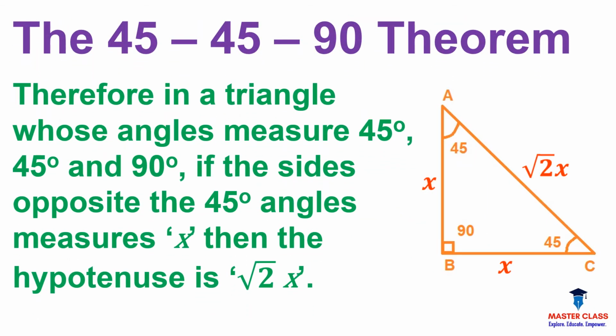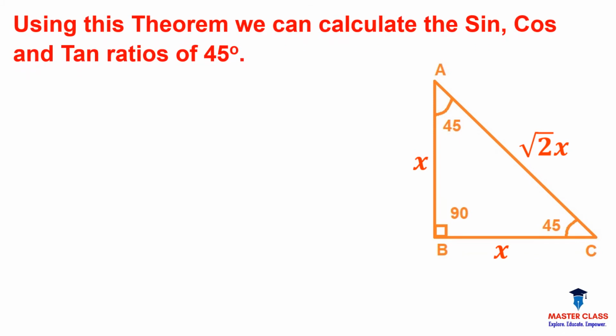Therefore, in a triangle whose angles measure 45 degrees, 45 degrees and 90 degrees, if the sides opposite the 45-degree angle measure x, then the hypotenuse measures root 2 times x. Using this theorem, we can calculate the sine, cosine and tan ratios of 45-degree angle.